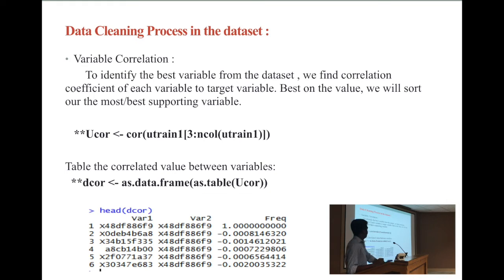So just to give a 3 into n call utrain 1. utrain is what we found after we dropped all the zero-valued variables and the duplicate values, then we have the utrain. So here we just do the correlation between the columns, each and every column, okay.